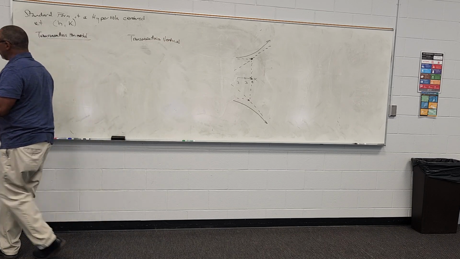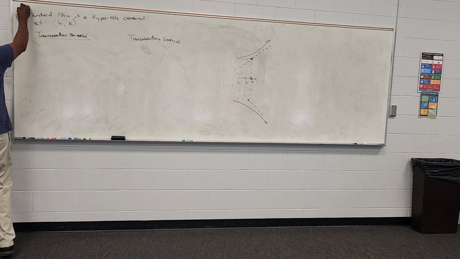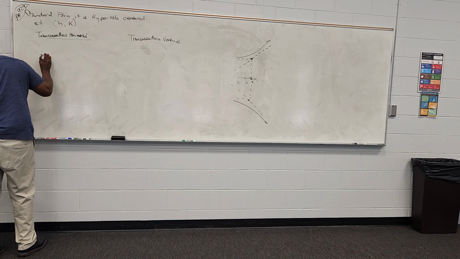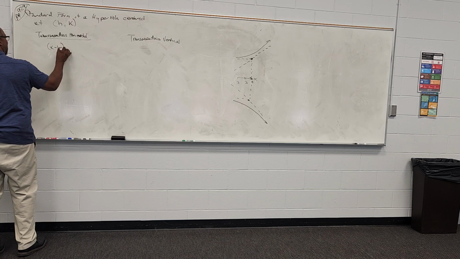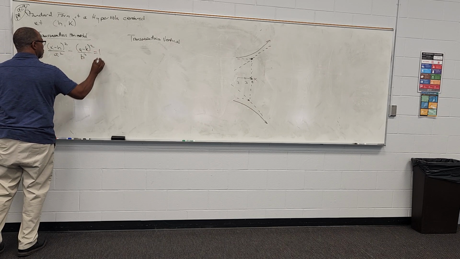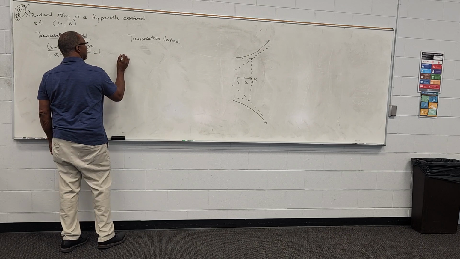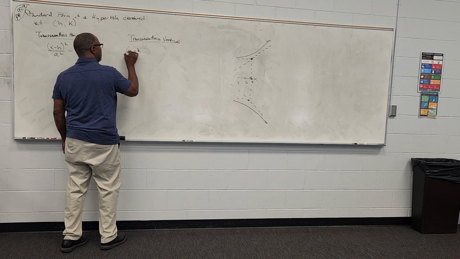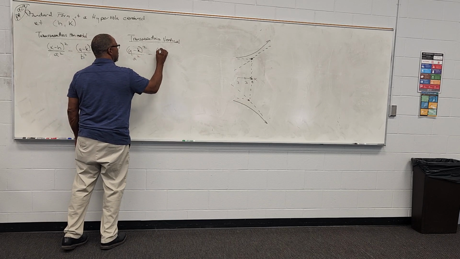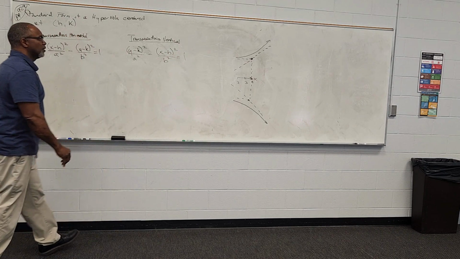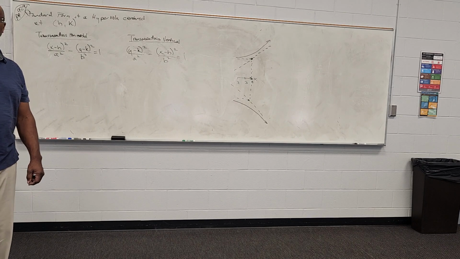And again, this chart is on page 929. Okay? It's on page 929. So, if the transverse axis is horizontal, and I'm not going to worry about writing all of this, you can look at that page, x minus h squared over a squared minus y minus k squared over b squared equals 1. If the transverse axis is vertical, it'll be y minus k squared over a squared minus x minus h squared over b squared equals 1. H comma k would be the center of the hyperbola.